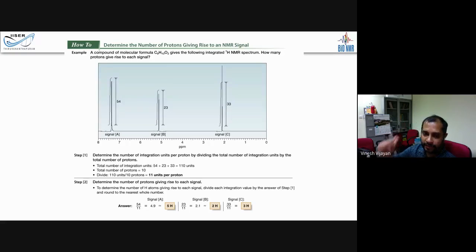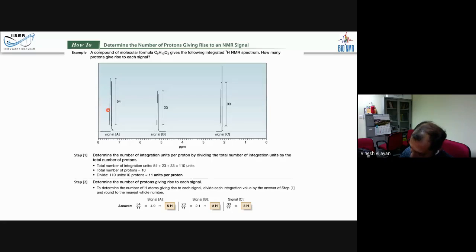So what is one hydrogen giving you? How many units will one hydrogen give you? That will be around 11 units: 110 divided by 10. So 10 protons give you 110 units. The total integral value should be equal to the number of hydrogens. If you add all of this up, that gives you 10 hydrogens. So 11 units per hydrogen.